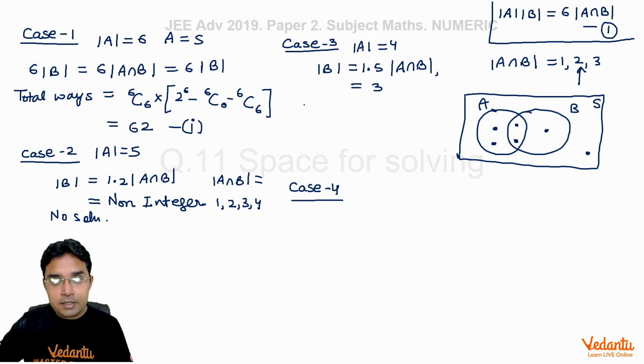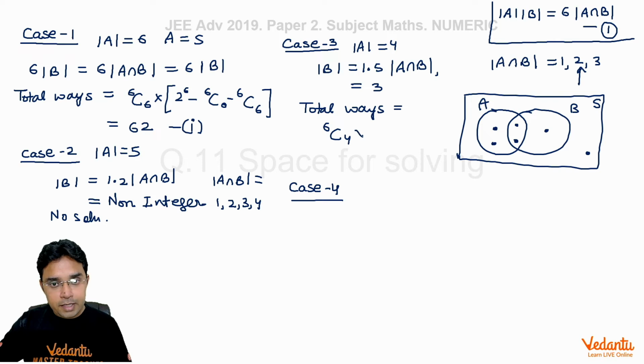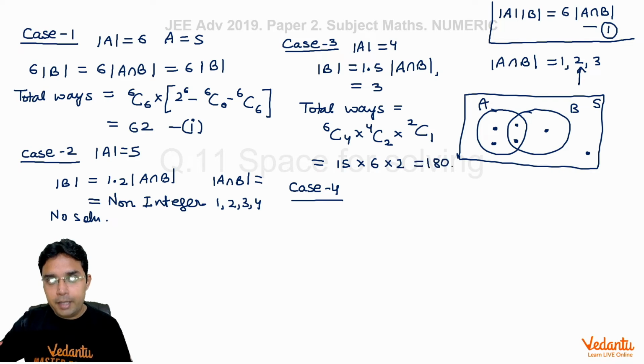So in this case, the number of ways, or total ways, would be: first we will be selecting A in 6C4 ways. Then from these 4 elements, we need to have 2 elements common. So from these 4, we need to select which 2 will be common. And then we need 1 more element which will be selected from outside A, so into 2C1. So this comes out to be 6C4 is 15, 4C2 is 6, into 2. So this becomes 180. Let us call this the second one.